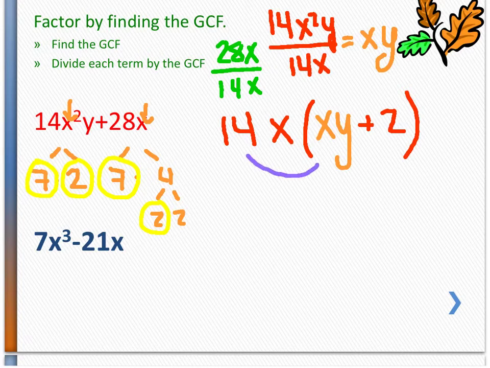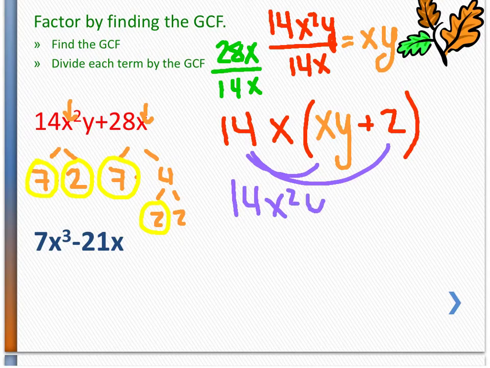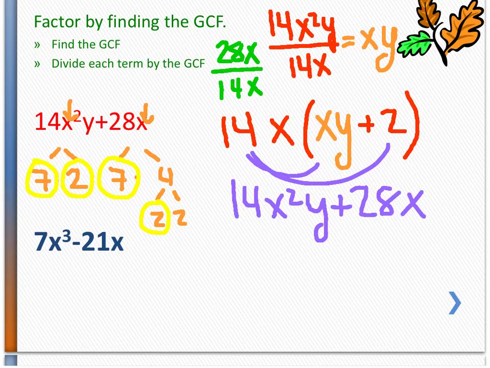So that's it. Now remember, factoring is the inverse operation of multiplying these together. So that means if I go ahead and multiply them through, I should get what I started with. And I will. I'll get 14x squared y plus 28x. Now I want you to notice that inside the parentheses here, x y and 2 have nothing in common. They have no common factors. They shouldn't, because we should have taken out the biggest factor in front. Okay, so always make sure you're looking for the greatest common factor, not just a common factor.